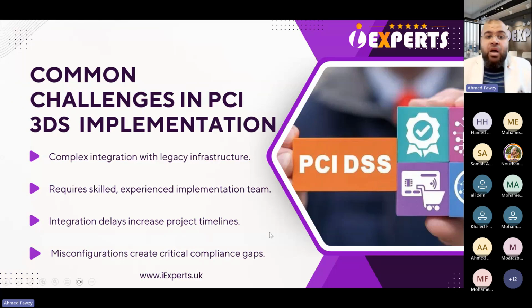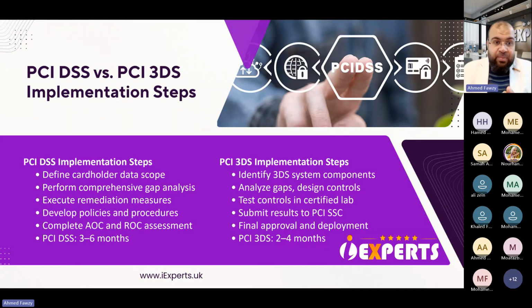So these are the challenges here. Finding an experienced team in 3DS, and integration delays may increase the project timeline, because maybe we need to finish the DSS first before the 3DS. Fine. Maybe misconfiguration of critical components can create some gaps. Usually when we speak about the PCI implementation steps, first of all, we start with something we call scoping. Scoping here is extremely important.